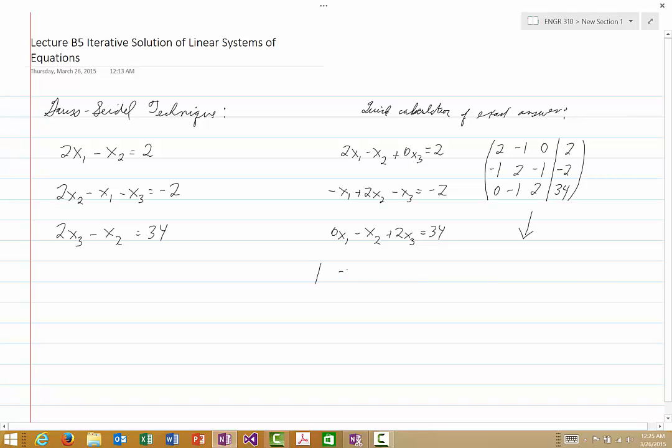So I'll get 1, 1, negative 2, 1, 2. Now that comes from multiplying the second row by negative 1 and then interchanging the first row and the second row. Then 2, negative 1, 0, 2. That's just the first row moved down to the second row. And then the final row I'll leave as it is: 0, negative 1, 2, 34.